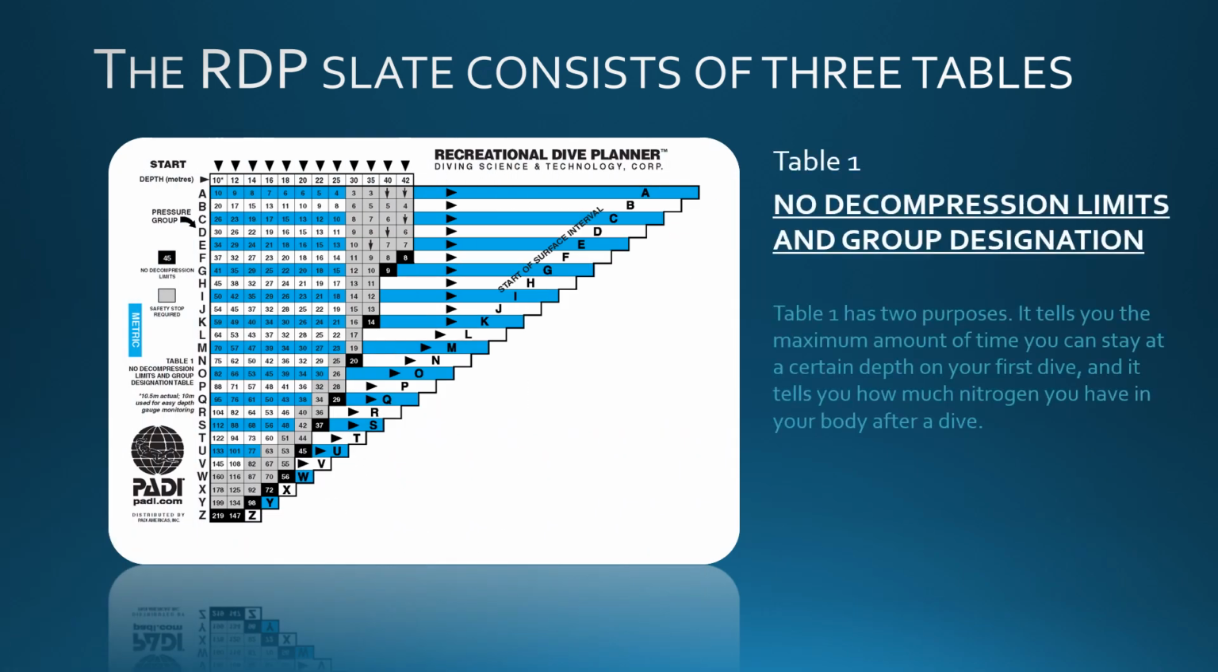The first table is no decompression limits and group designation. This table tells you how long you can dive at a certain depth and how much nitrogen you have in your body at the end of the dive in the form of a pressure group. Now this is really important because, as we've learned, we need to manage the amount of nitrogen that accumulates in our bodies as we dive.